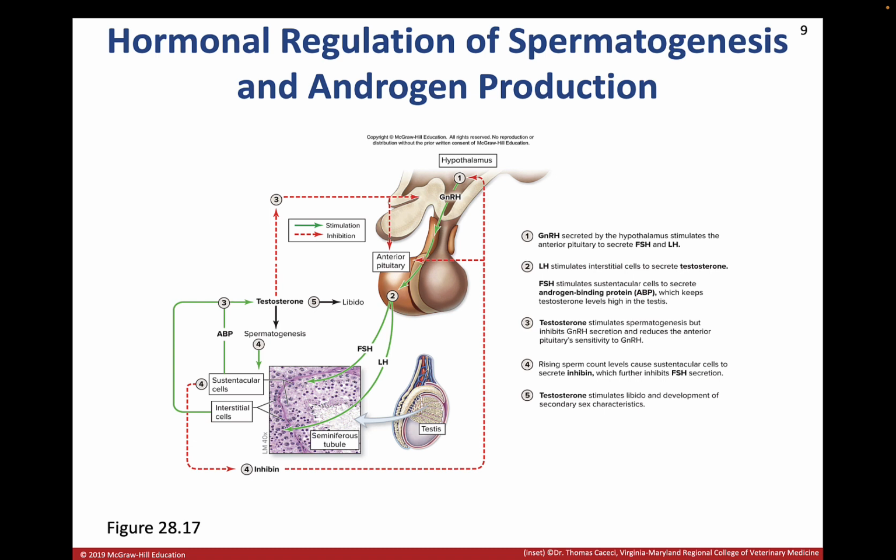Testosterone stimulates spermatogenesis, but it also inhibits gonadotropin-releasing hormone secretion and reduces the anterior pituitary's sensitivity to gonadotropin-releasing hormone. Rising sperm count causes the sustentacular cells to secrete inhibin, which further inhibits the secretion of follicle-stimulating hormone. Testosterone stimulates libido and development of secondary sex characteristics.